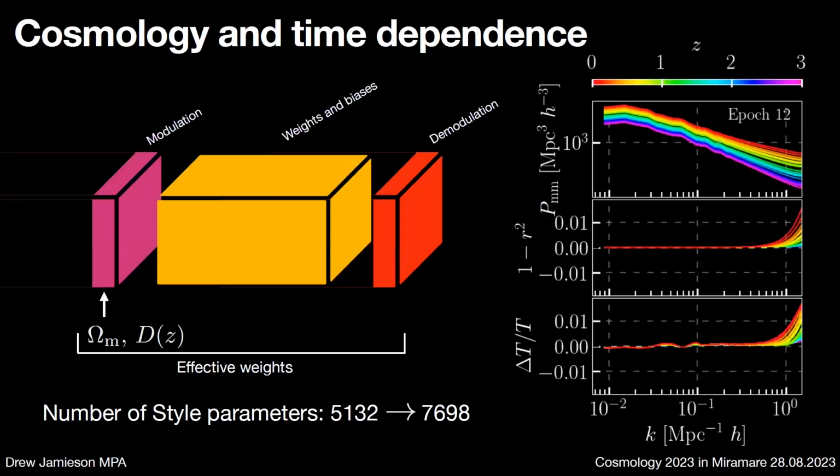So the final thing that I want to talk about is the new thing, which is adding the redshift dependence. So how do we add the redshift dependence? Well, the same way we added the cosmological dependence. We just give it more style parameters. Specifically, I gave it style parameters that map the linear growth factor as a function of redshift to a bunch of parameters that modulate the weights and biases based on what cosmology you're in and what redshift you want to map the linear field to.